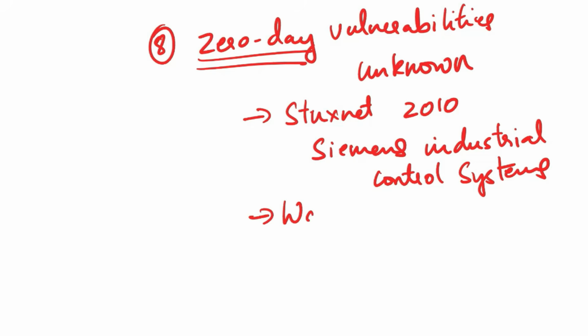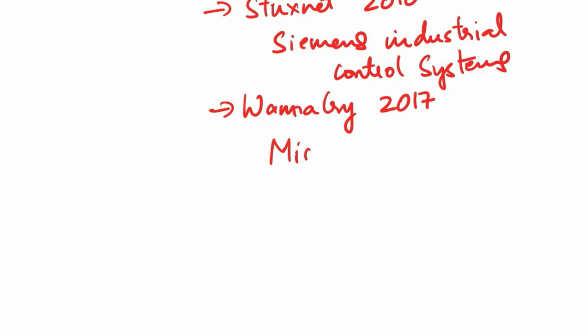Next one is WannaCry. This was in 2017. The target was Microsoft Windows operating systems. WannaCry ransomware leveraged a zero-day vulnerability called EternalBlue, which had been stolen from the NSA. The attack quickly spread across the globe, infecting hundreds of thousands of computers and causing widespread disruption in various organizations, including the National Health Service, that is NHS, in the UK.